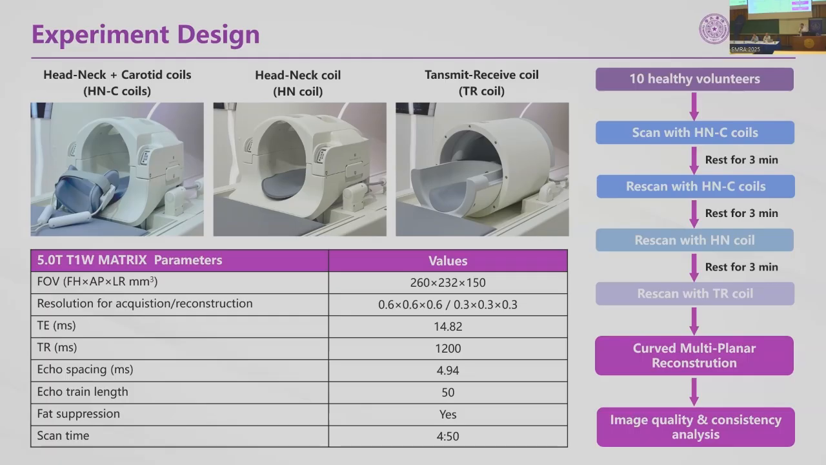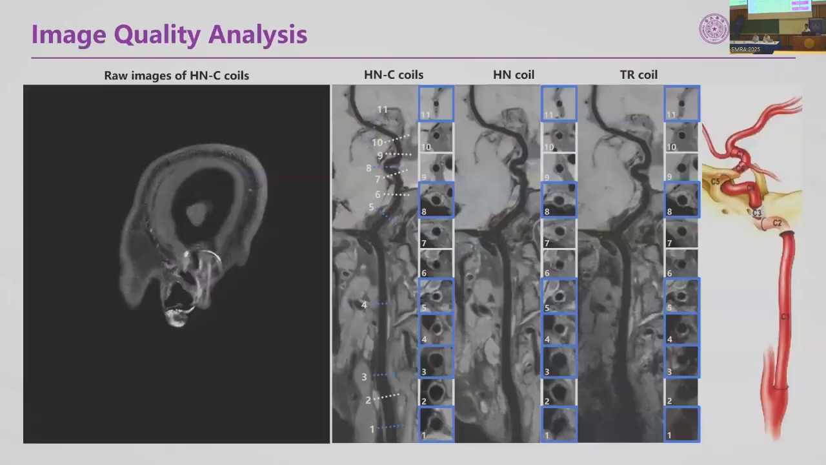We recruited a total of 10 healthy volunteers, and for each volunteer, we performed independent scans using each of the 3 coil combinations mentioned above, with a 3-minute rest period between each scan. All scans were performed with an identical scan plane covering the common carotid artery, internal carotid artery, and middle cerebral artery. Then curved multiplanar reconstruction was performed to obtain cross-sectional images of the blood vessels for subsequent image quality and consistency analysis.